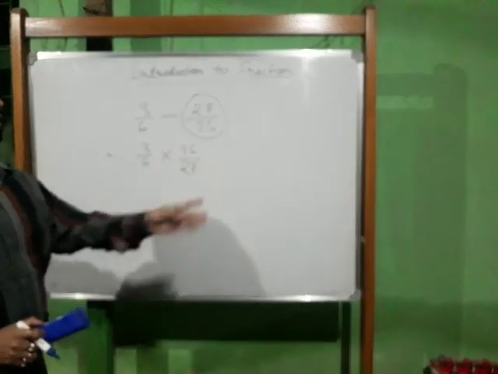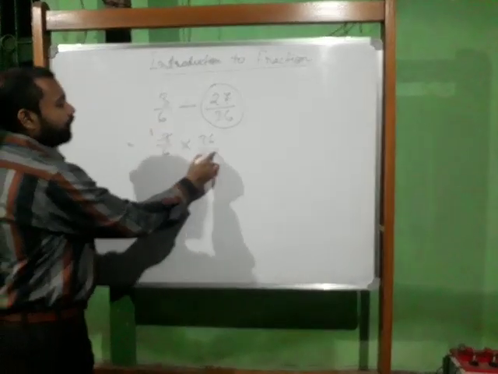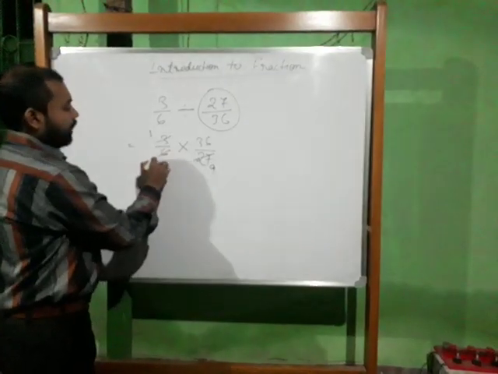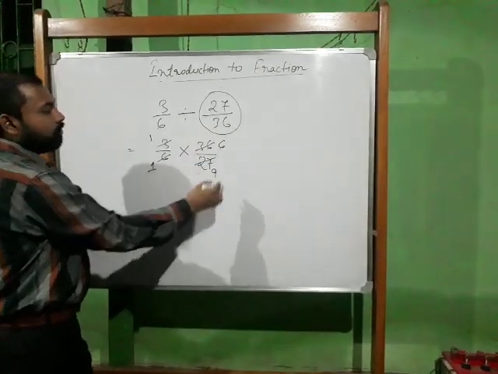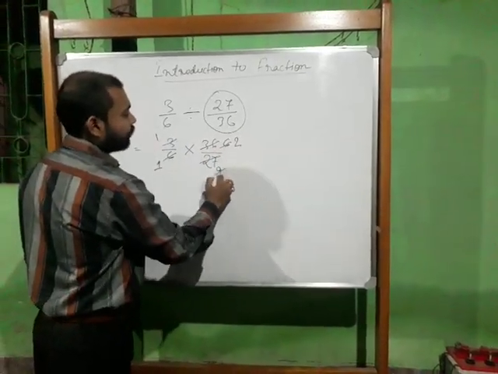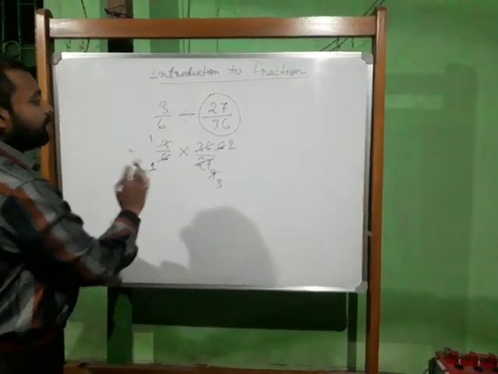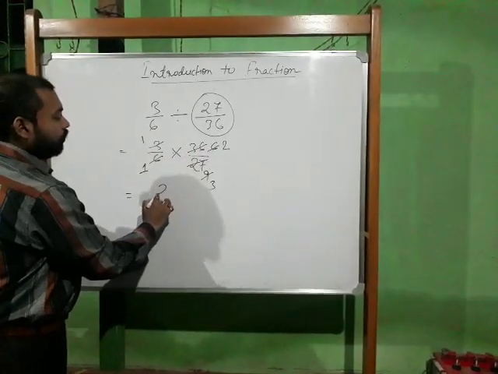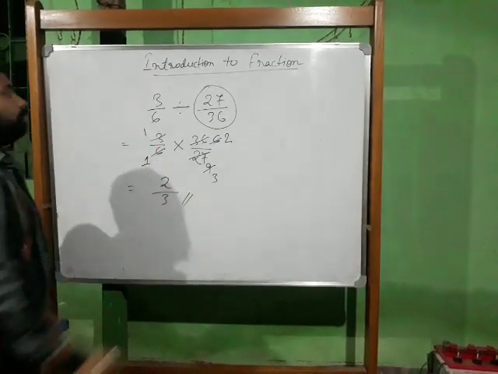Now the same procedure that we followed in multiplication, you have to follow. So 3 1s are 3, 3 9s are 27, 6 1s are 6, 6 6s are 36. Again further we can reduce. So 3 2s are 6, 3 3s are 9. Now no further reduction is there, so you multiply 1 into 2, it is 2, and 1 into 3, it is 3. So my answer is 2 by 3.